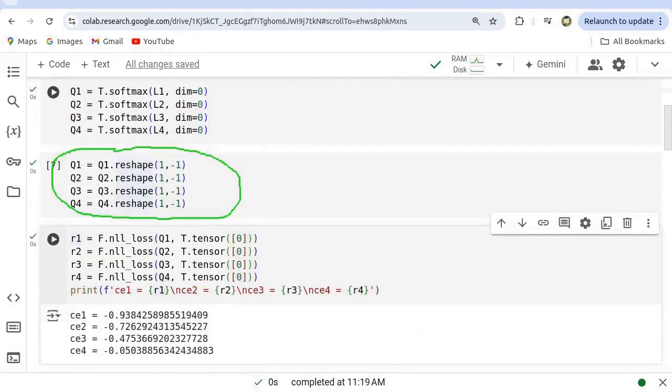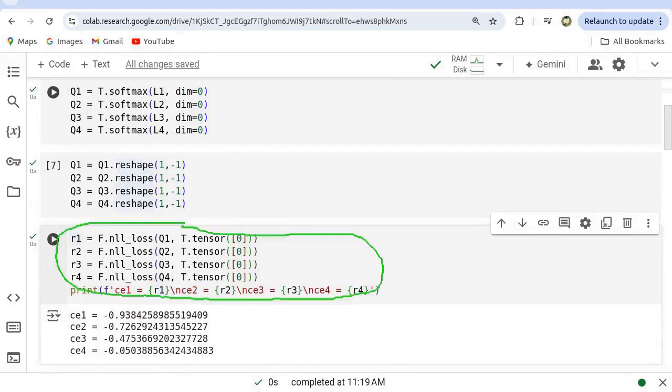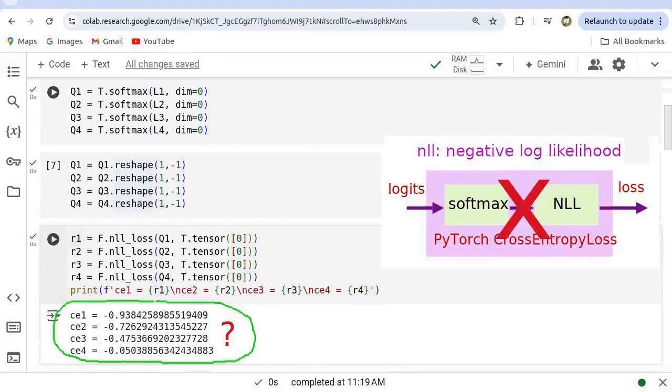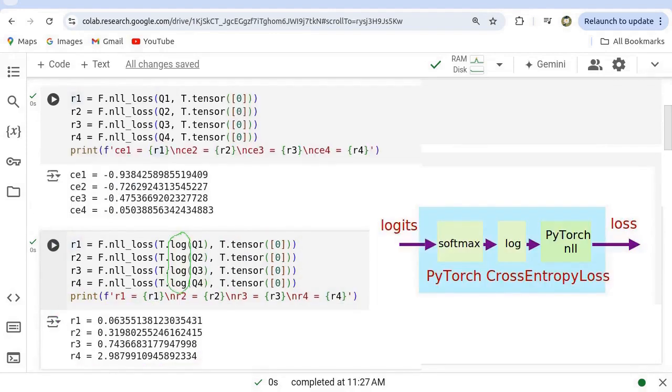In our case, the function requires a two-dimensional input for the first argument. Therefore, we reshape each probability distribution before trying the function again. This time it is successful, but the result does not match the previous ones. When we apply the logarithm to the probability distributions, the results align with the previous ones.